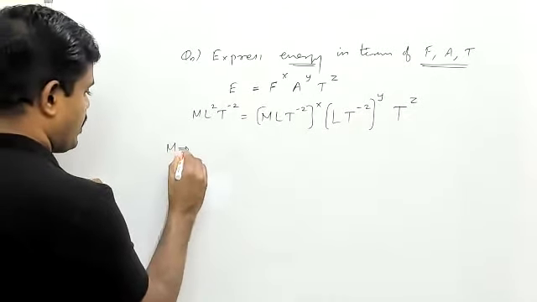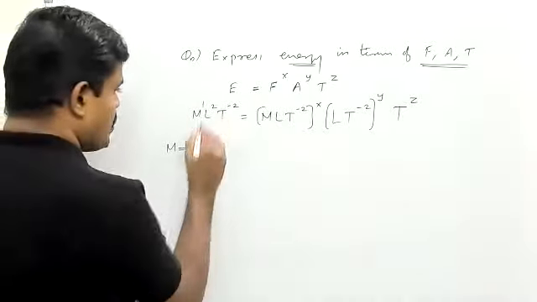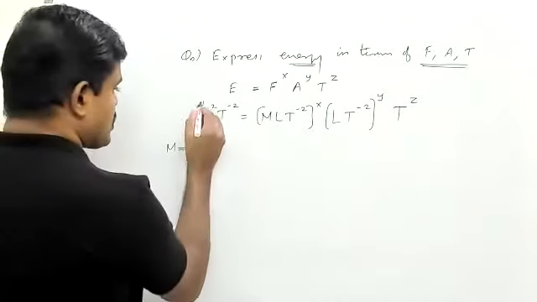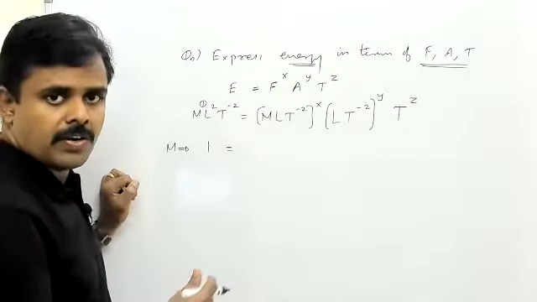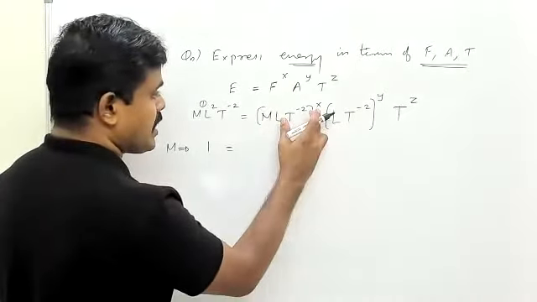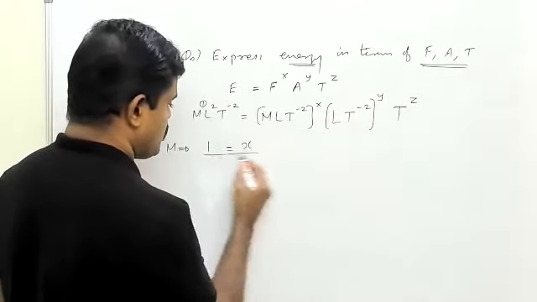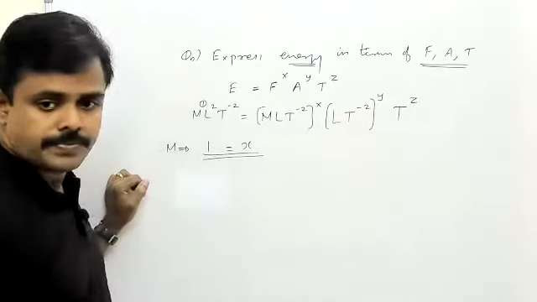What is the power of M on the left side? The power of M is M raised to 1 here, right? So it is 1, equal to what is the power on the right side? M raised to x is there, no other M. So x is equal to 1. I got my first number.